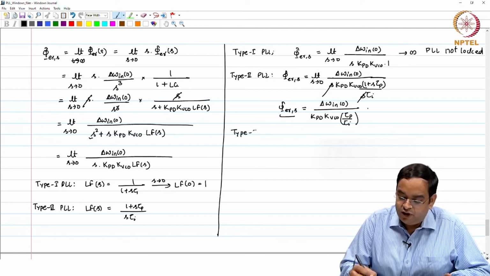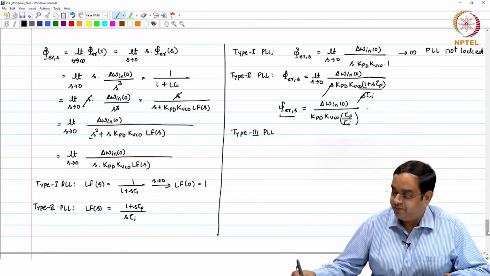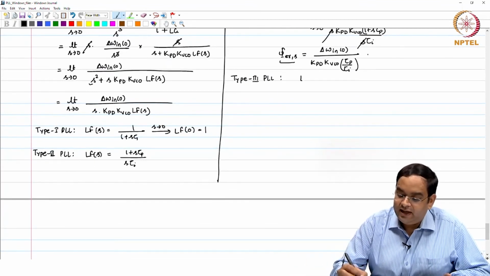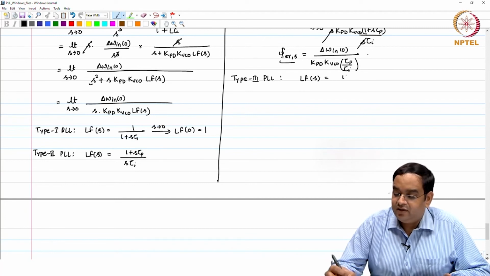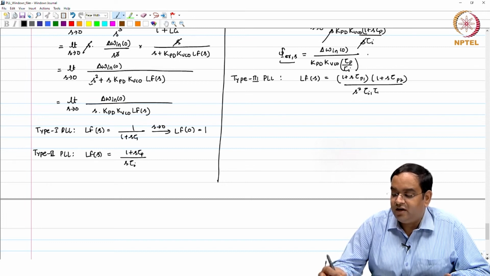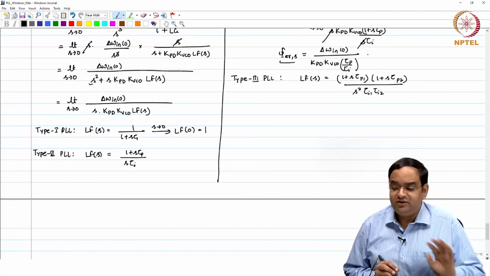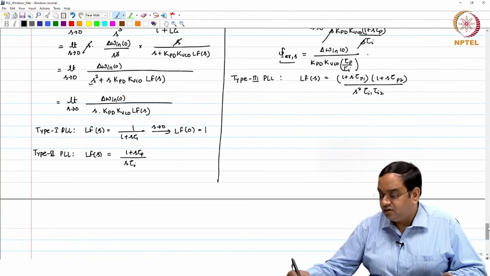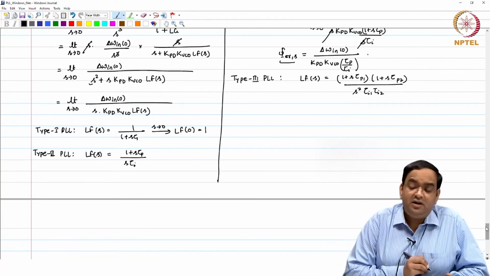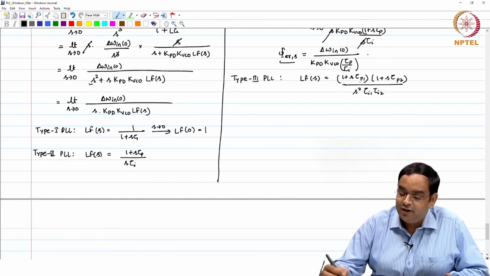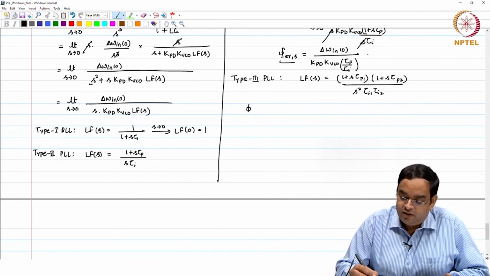Let us say for type 3 PLL, I can have my loop filter F(S) as (1 plus S tau P1) into (1 plus S tau P2) divided by S square tau I1 and tau I2. Right now, tau are just parameters, they are just constants. So, do not worry about it. What values they will pick, we will see that during the implementation if required. Okay. So, for this particular loop filter, for frequency ramp, let us calculate the steady state phase error.